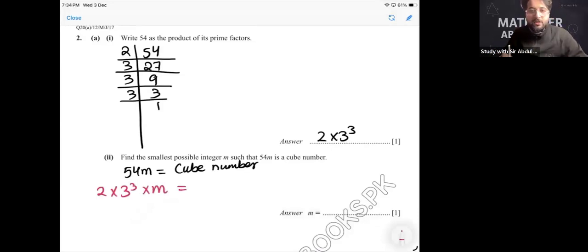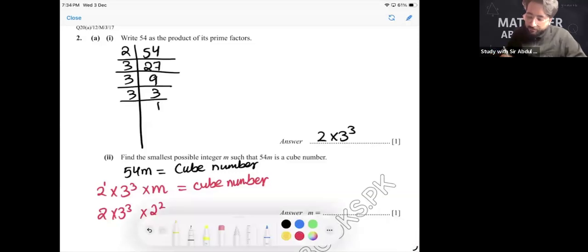If I want to make this a cube number, I need powers that are multiples of 3. Do you agree with me or not? Yes, I need powers multiple of 3. I have 3 cube. 3 cube is perfectly a cube number, but 2 is not a cube number because 2 has only 1. I need 2 more 2's. So 2 times 3 cube should be multiplied with a 2 square to get 2 cube and 3 cube. And that 2 square is technically the value of m. Yes or no? This is your value of m.